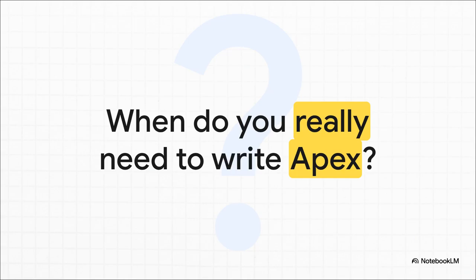Which, of course, brings us to the big question: when do you actually need it? Well, you pull out Apex when the business logic gets really complex. The stuff that Flow just can't handle. You need it when you have to chew through thousands or even millions of records at once. And it's essential when you're building custom bridges to other systems. Apex is for when you need to go beyond what comes in the box.